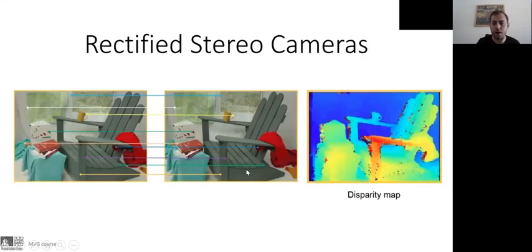Okay, so any questions about the definition of rectified stereo cameras? Okay.